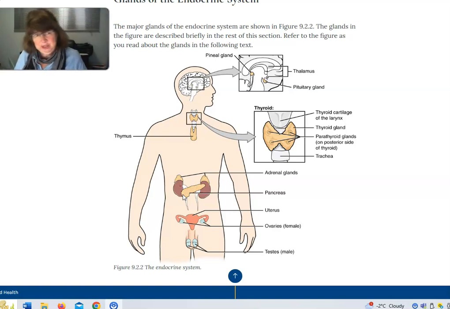Insulin will take sugar and put it into the body and store it, and glucagon will break down the stored sugar and release it into the bloodstream when the glucose is gone. Then we have the uterus, the ovaries, and the testes. So that's the introduction.